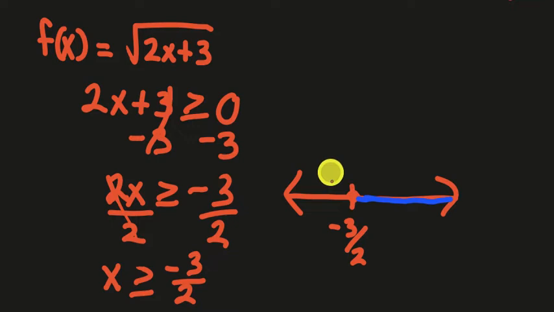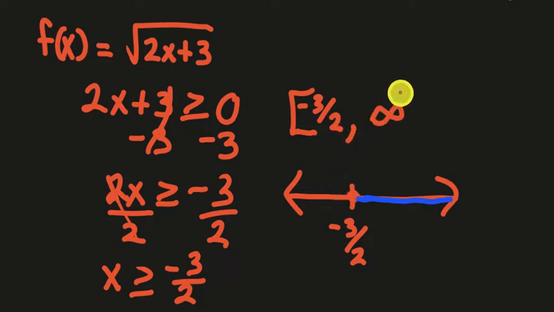The way we write this in interval notation, the leftmost point is going to be in a bracket, and that's going to be negative 3 over 2. The bracket corresponds to the solid dot, and this is going to go all the way to infinity because the blue line goes all the way to the right since x is greater than this number.